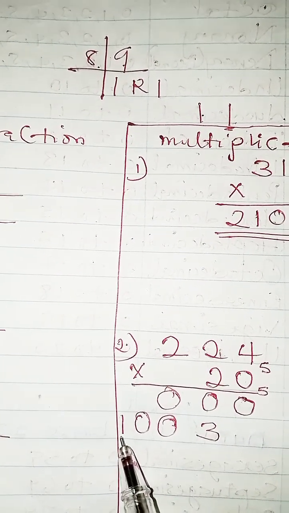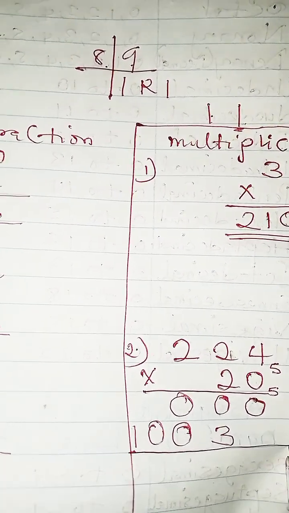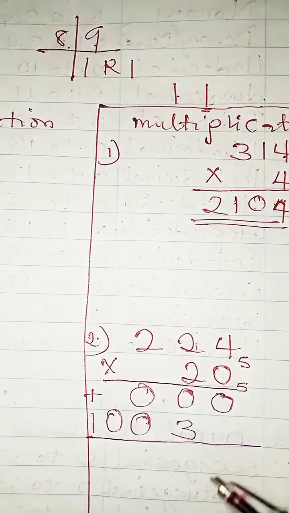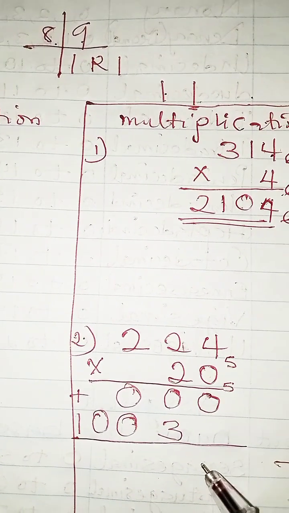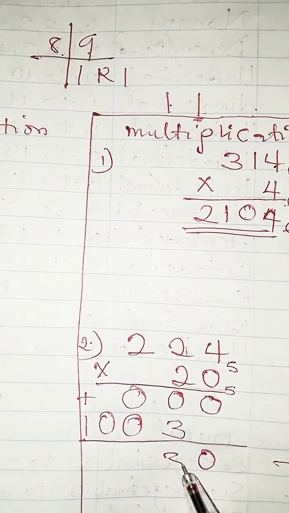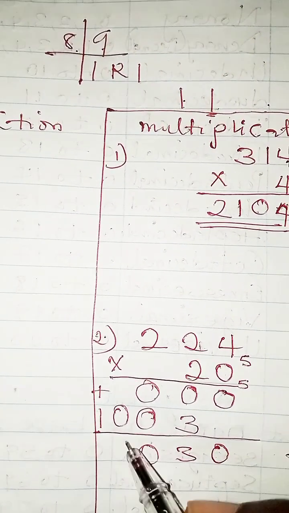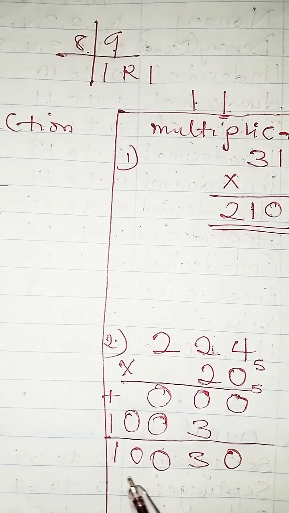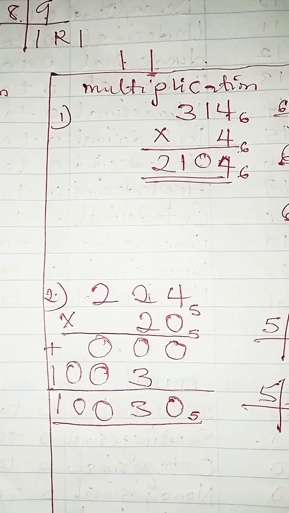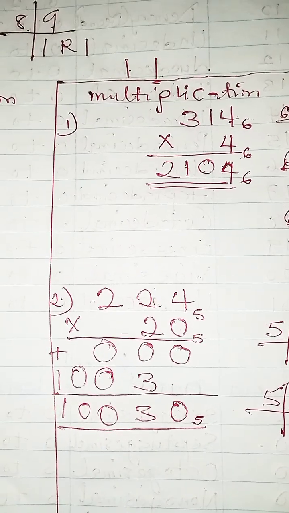Okay, so let's add. There's our addition. 0 plus 0 is 0. 3, 0, 0, 1, all in base 5. So it's as simple as this.